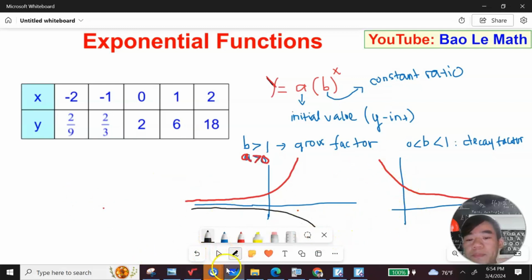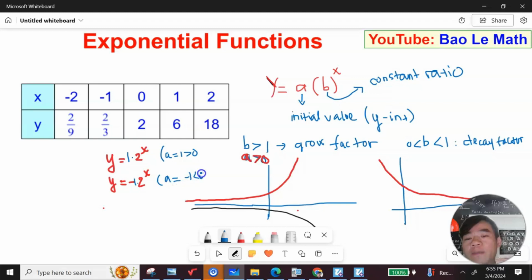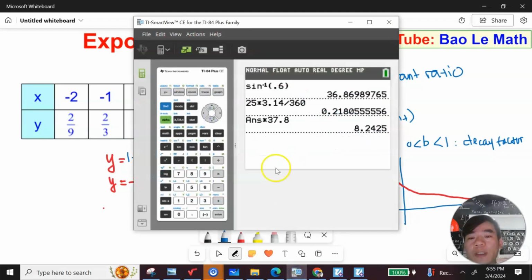y equals 2 to the power x, and y equals negative 2 to the power x. In this situation, we don't see anything in front of 2 to the power x, which means a equals 1, positive. For this one, we put a negative in front of the 2, so a should be negative 1. Now we're going to check it, so we bring up the calculator.